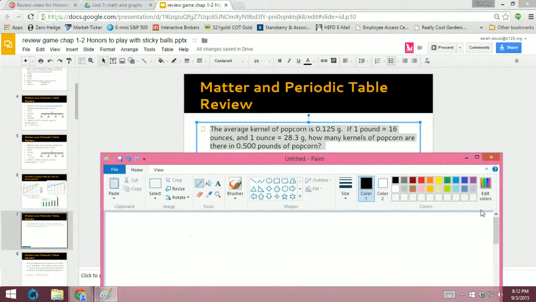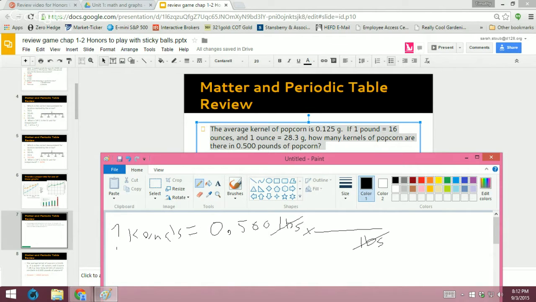So the question is how many kernels? So I'm going to go question mark kernels. Once again, I apologize that this is going to be terrible handwriting. The question says how many kernels of popcorn are there in 0.5 pounds of popcorn, so that's the number I put on the other side. So multiply that by a conversion factor. I don't really know where I'm going yet, but I do know that I need to get out of pounds. So I'm going to put that on the bottom.